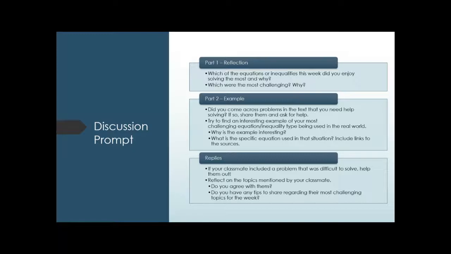The second part then, because we have a minimum word count, is to provide an example. So there are different ways to do this. Did you come across problems in the text that you need help solving? If so, share them and ask for help. So this is meant if you're going through the practice problems. One thing, and I'm going to make sure I write this down, is do not share assignment or quiz questions. That should be obvious, but unfortunately some people don't think about it because they've taken the quiz and are like, okay, I'm done with the quiz. Can you show me how to do this?